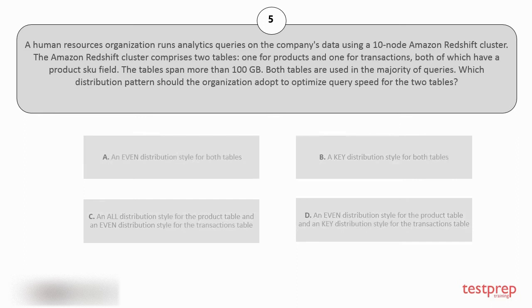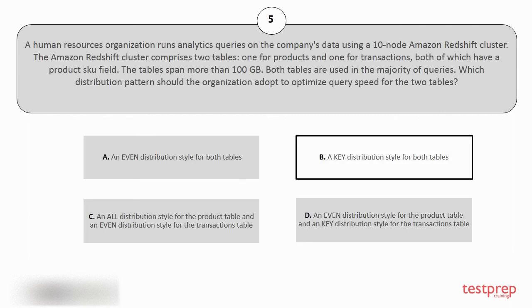Your options are A. An even distribution style for both tables. B. A key distribution style for both tables. C. An all distribution style for the product table, and an even distribution style for the transactions table. D. An even distribution style for the product table, and a key distribution style for the transactions table. The correct answer is option B.